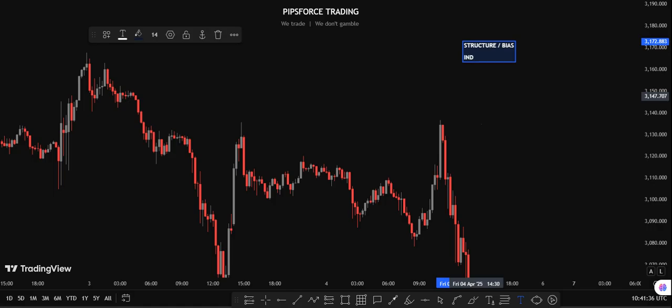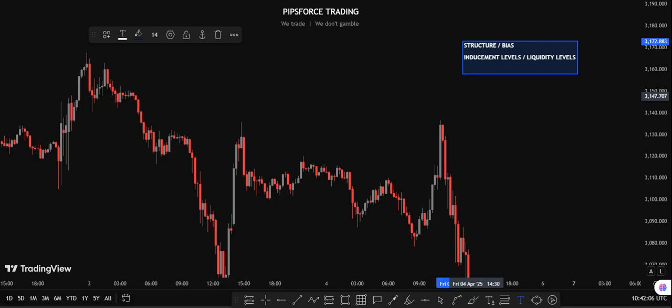So inducement levels or liquidity levels, this is the next thing that you need to look for after finding your structure.